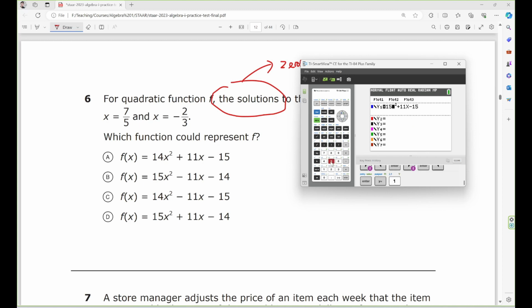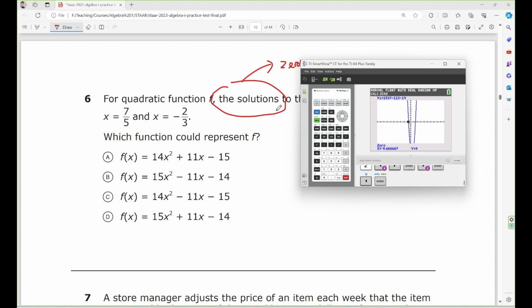15s squared minus 11s minus 14. Alright, you hit graph. Now same thing. You hit second trace. Number 2, 0. Alright, move your cursor to the left of 0, hit enter. Move to the right, hit enter. Move to the middle, hit enter. It's going to be negative 0.666, which means negative 2/3. Right? So it's right here.